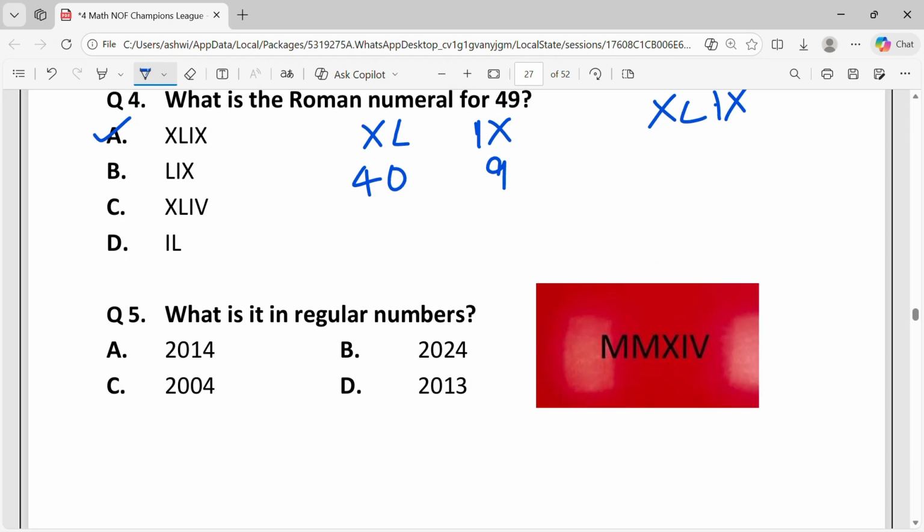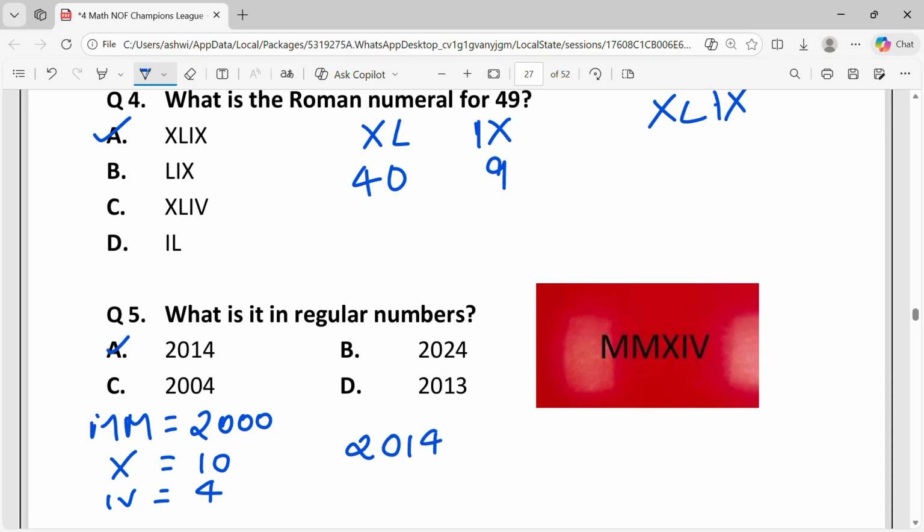Question 5. What is MMXIV in regular numbers? M is 1000, X is 10, I is 1, and V is 5. So MM is equal to 2000, X is equal to 10 and IV is equal to 4. That is 2014. That is option A.